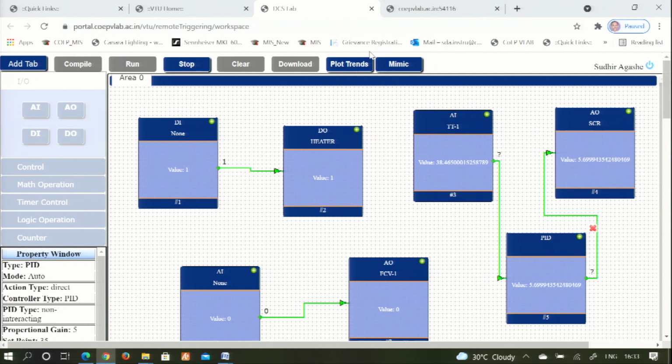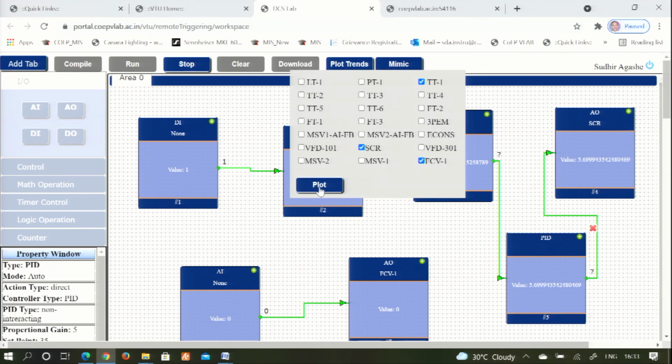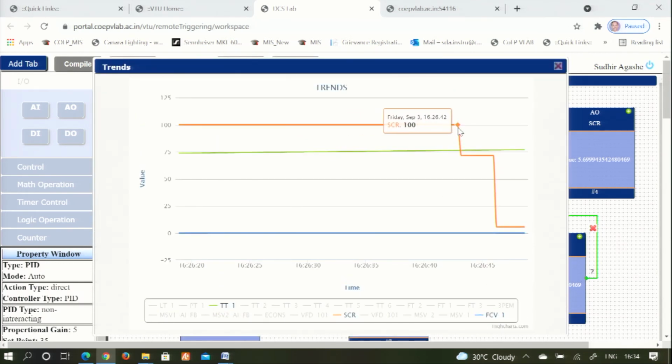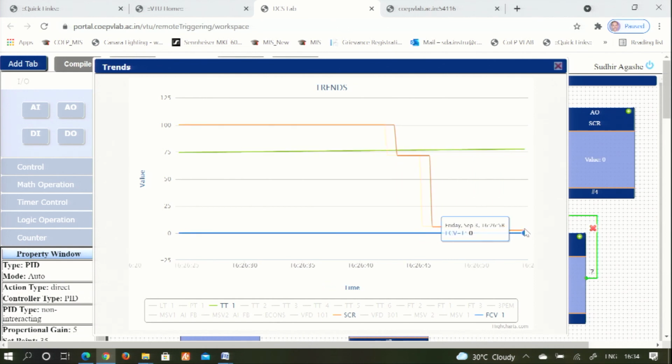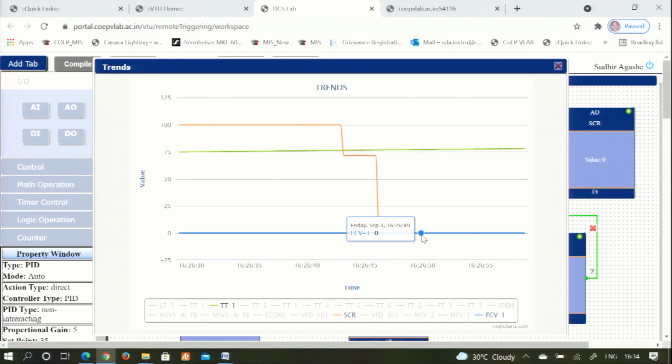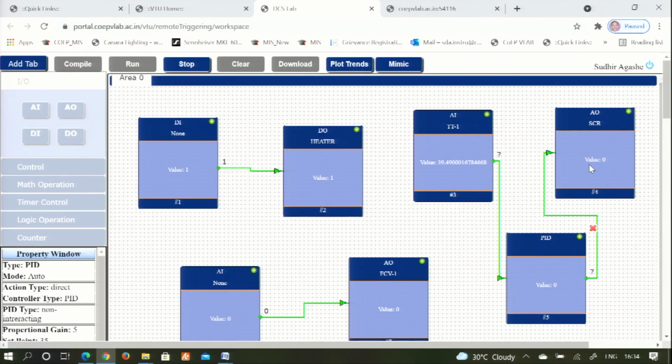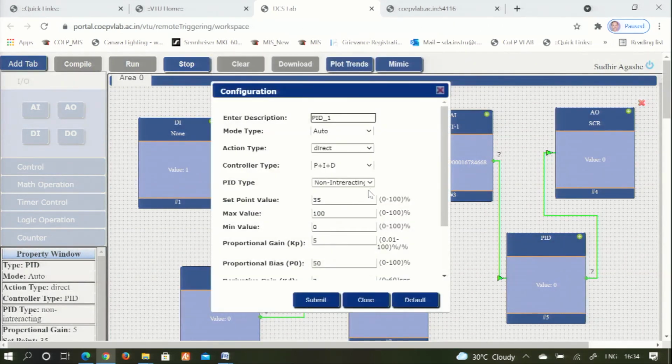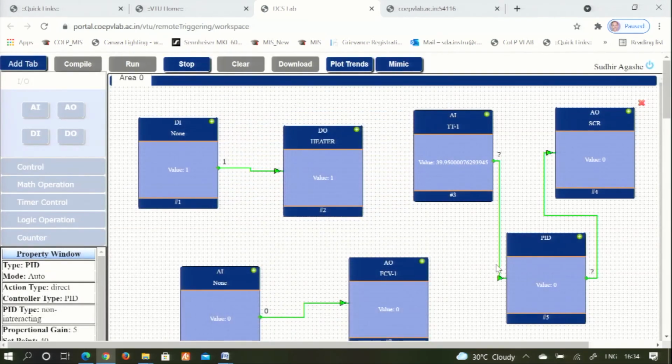Just look at this. Now the PID has taken action and I want to check whether it is being seen here. The PID has taken action and has now instructed the SCR to fire less. That means the output on this screen is showing 0, meaning the firing has stopped. I can even check once again whether PID is working or not, and I will go slightly above and check how that is working.